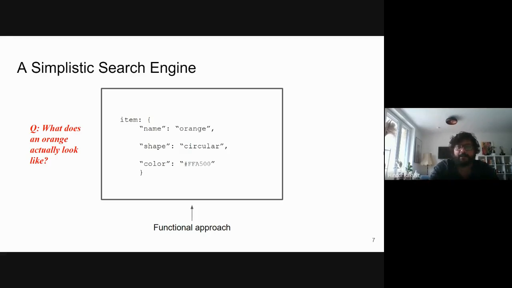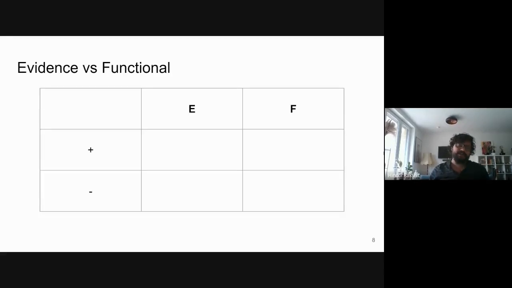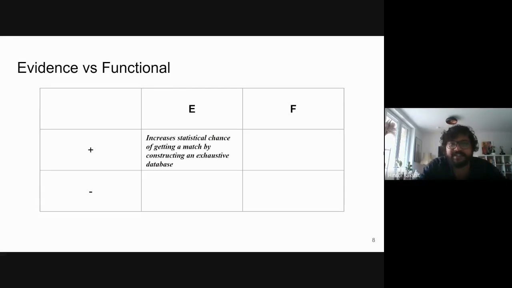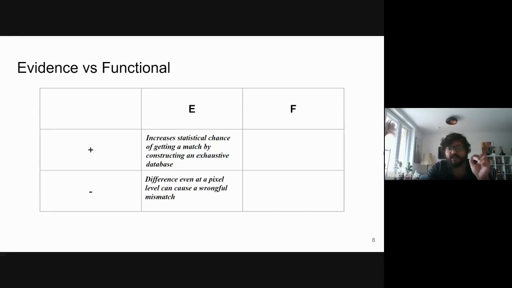Right. Now, of course, we can understand that both of these approaches have some benefits as well as some disadvantages. Firstly, if we look at the evidence-based approach, if we have a database with a lot of pictures or a lot of evidences, then it increases the statistical chance of getting a match by creating an exhaustive database. But at the same time, if there is even a pixel level difference between the query and what is there in the database, then it will throw out the query and throw an error.